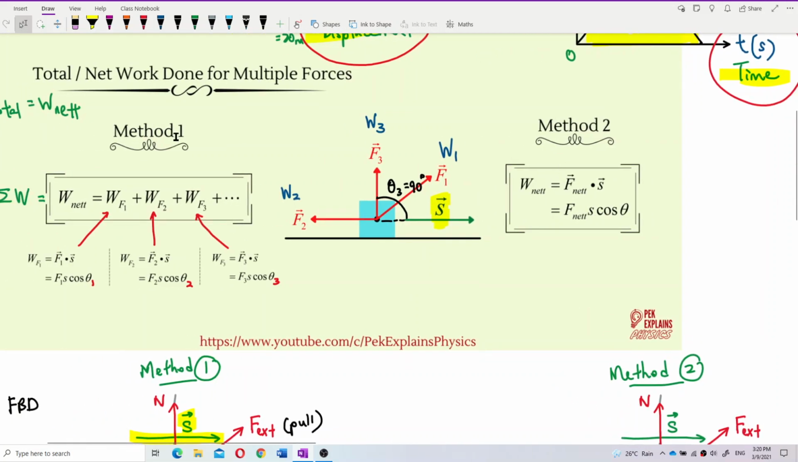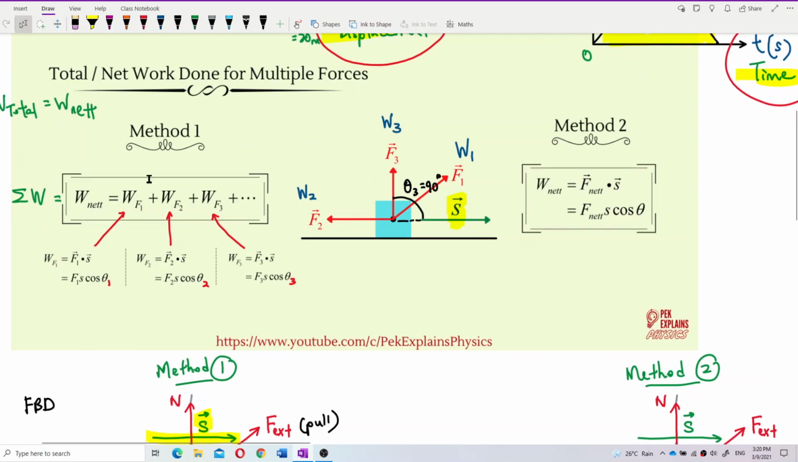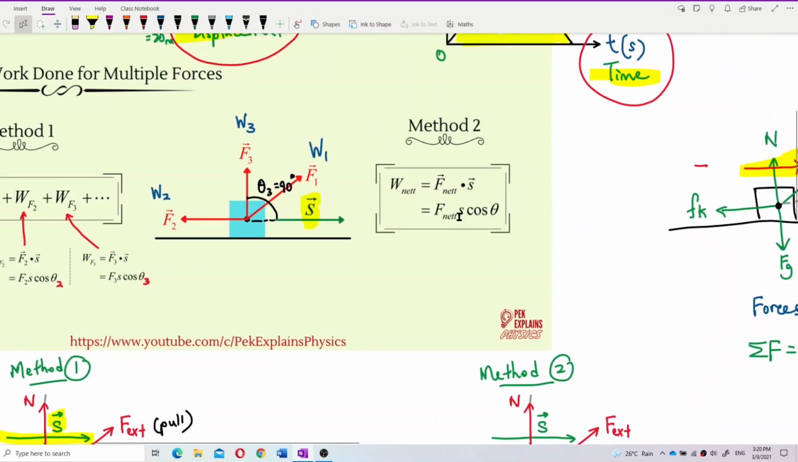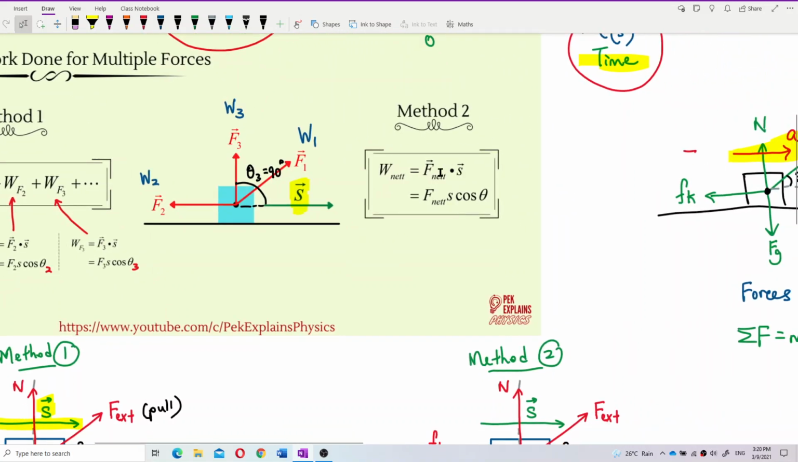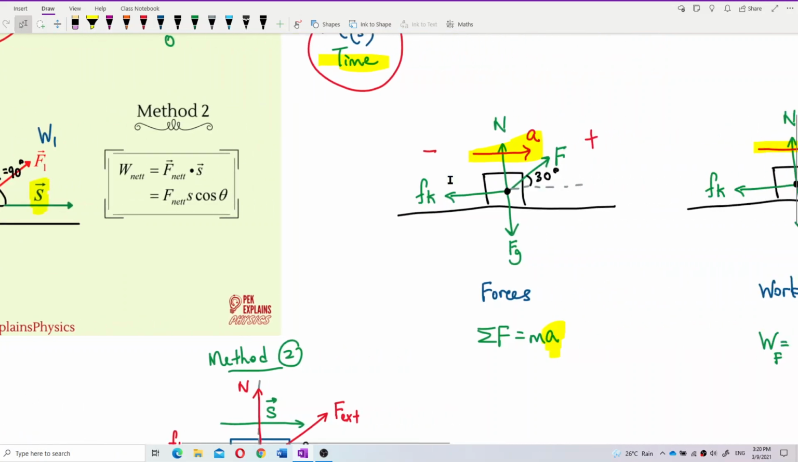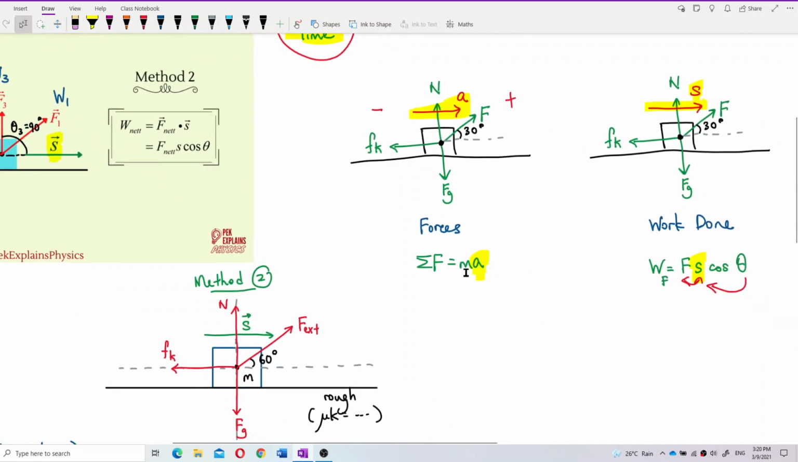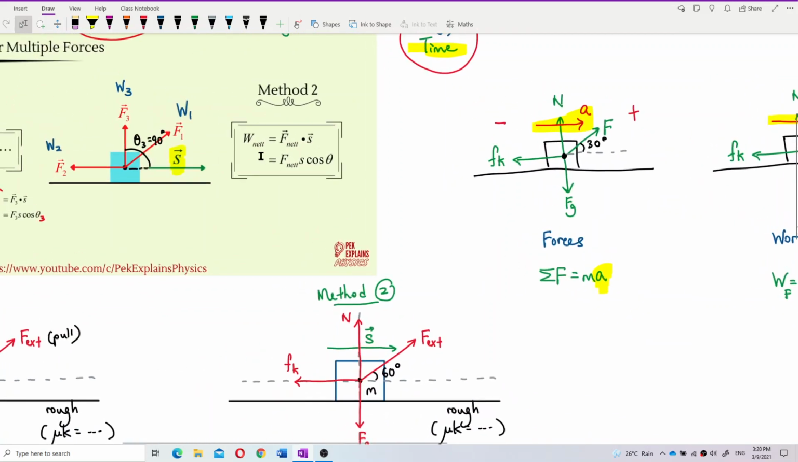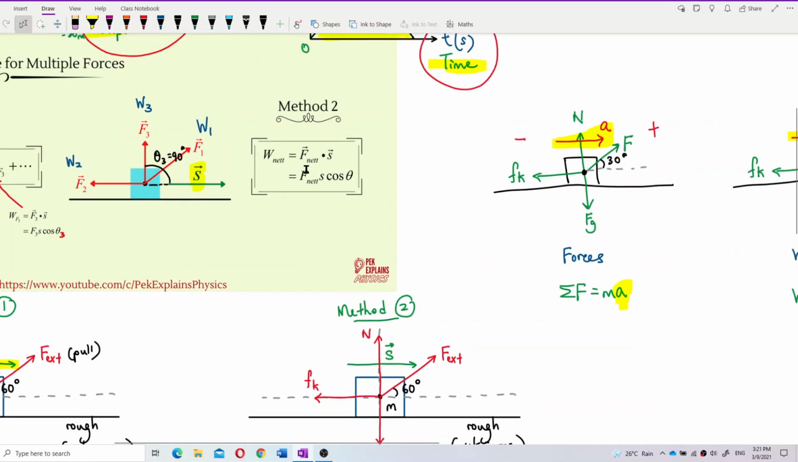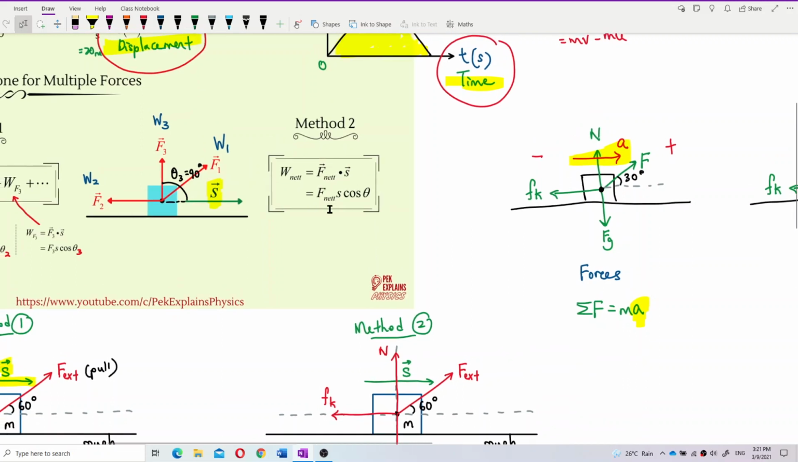Because with both methods you will get the same answer for the total work done, or the net work done. The second method is we find the net force first. This one we use back the previous chapter, the chapter on forces. We use the total force equal to ma. We find the net force first, then we dot the net force with displacement. So actually the net work done is using the net force.